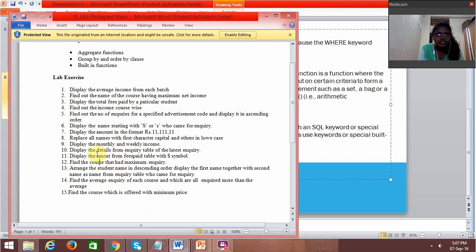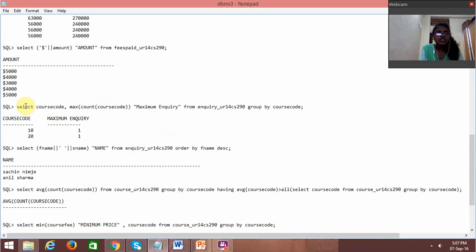Next is to find the course that had maximum inquiry. So how do we find that? Is using a max. Max is again a built-in function which will be used to find the count, the number of counts of course code inquiry which has the maximum inquiry.